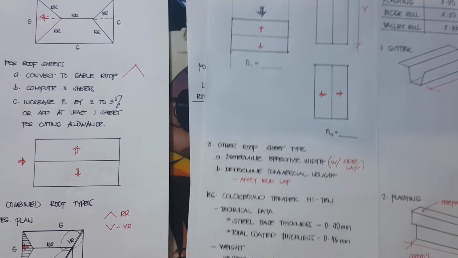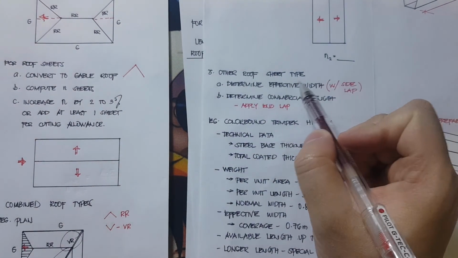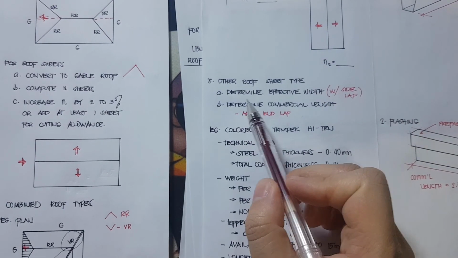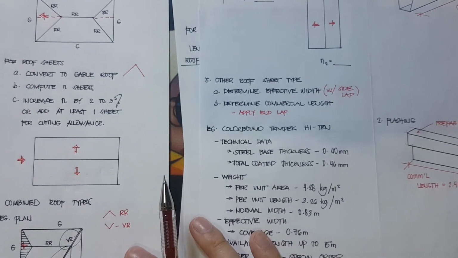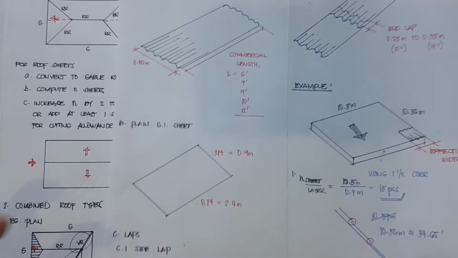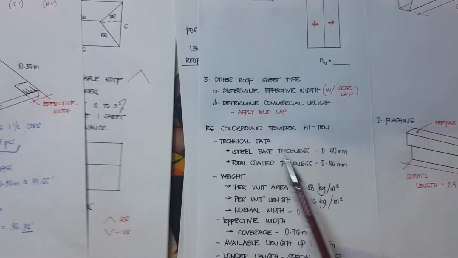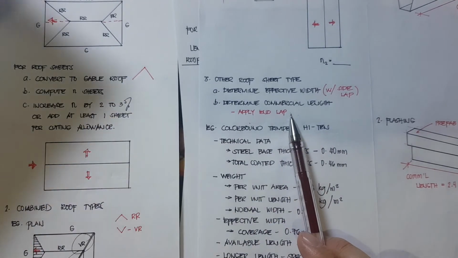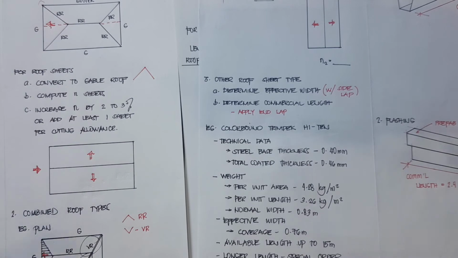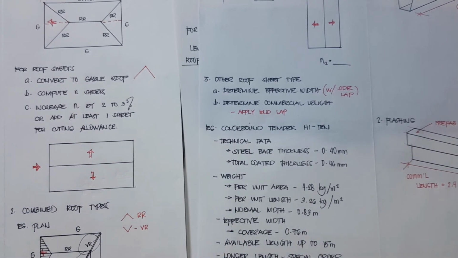Okay? So, for other roof sheet type, determine the effective width. Alamin yung effective width. Parang yung ginawa natin sa first procedure, inalam natin yung effective width. Then, determine the commercial length and apply end lap. Then, convert it to the simplest form possible. Then from there, we can proceed with our estimation.